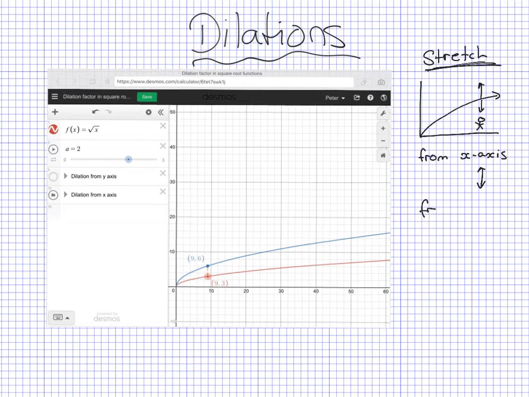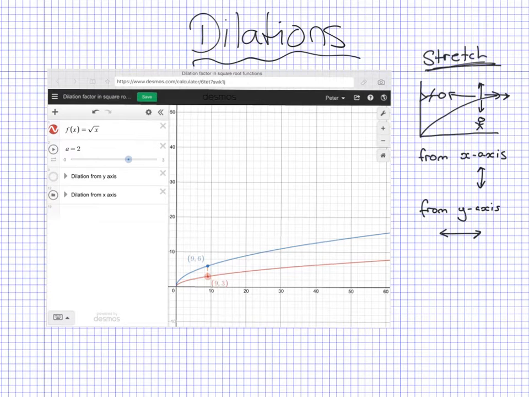The next term I'll use is from the y-axis, and just like you might expect, imagine there is a small person standing on the y-axis and they are watching whatever function it is move closer to or further away from them. So from the y-axis can be thought of as a horizontal dilation or stretch.